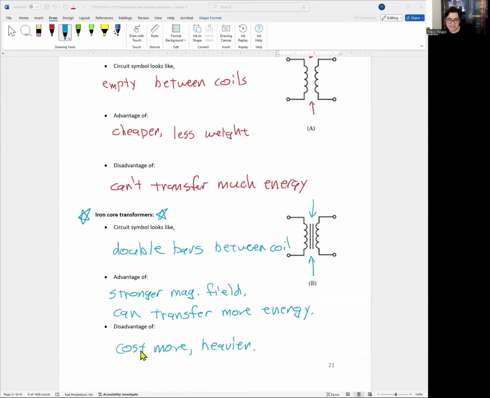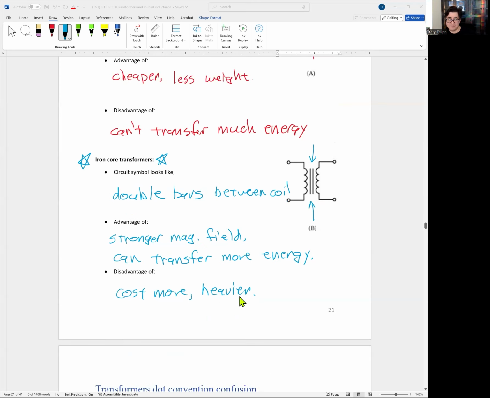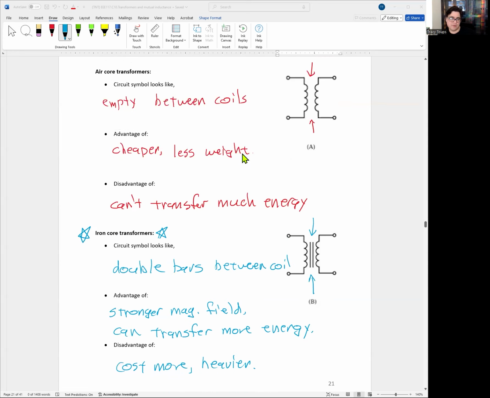The disadvantage is it physically costs more because you're adding a giant iron core to it, and iron's not exactly cheap, plus the manufacturing process. It's also heavier because again, you're adding 1 or 2 tons of iron to it. It's going to be pretty darn heavy, right? And in a power system, the weight doesn't matter as much because we typically put them on the ground on a concrete pad and bolt them down, so they're not going anywhere. In small electronic devices, this might be a big deal, where you might want to use air core instead.